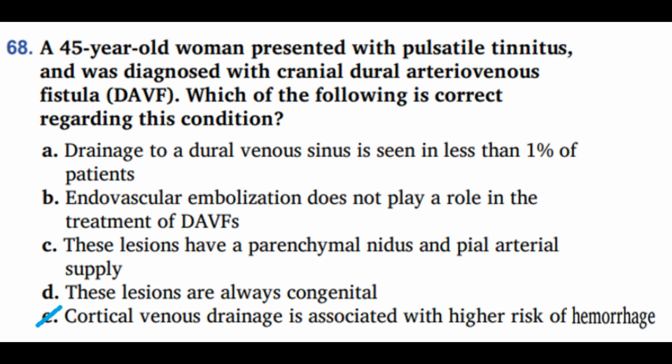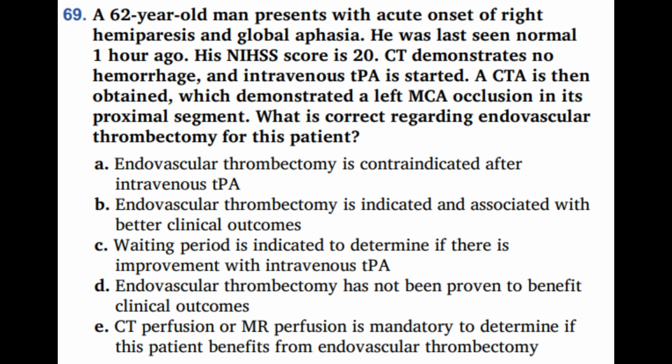Next question. Question 69. A 62-year-old man presents with acute onset of right hemiparesis and global aphasia. He was last seen normal 1 hour ago. His NIHSS score is 20. CT demonstrates no hemorrhage and intravenous TPA is started. A CTA is then obtained which demonstrates a left MCA occlusion in the proximal segment. What is correct regarding endovascular thrombectomy for this patient?